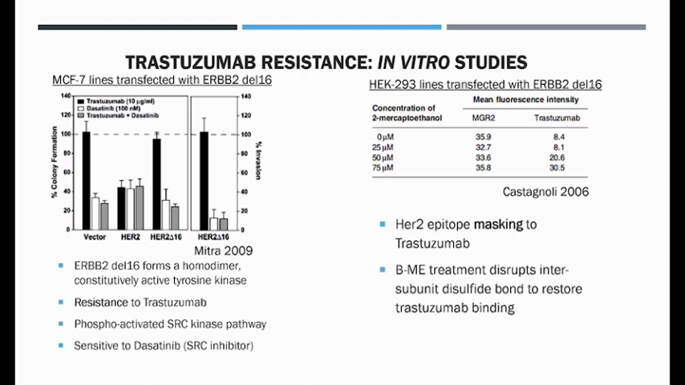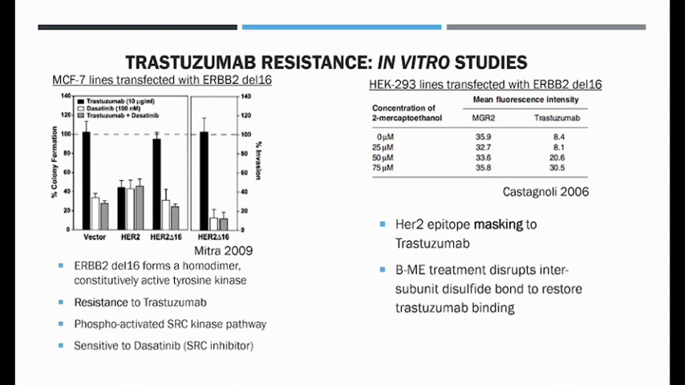So what it does is mask or disrupt the disulfide bonds of the proteins, and then it makes them open up or lose their 3D conformational structure. So when increasing concentrations of BME were added, basically, initially there was no trastuzumab binding to these DEL16 expressing cells.